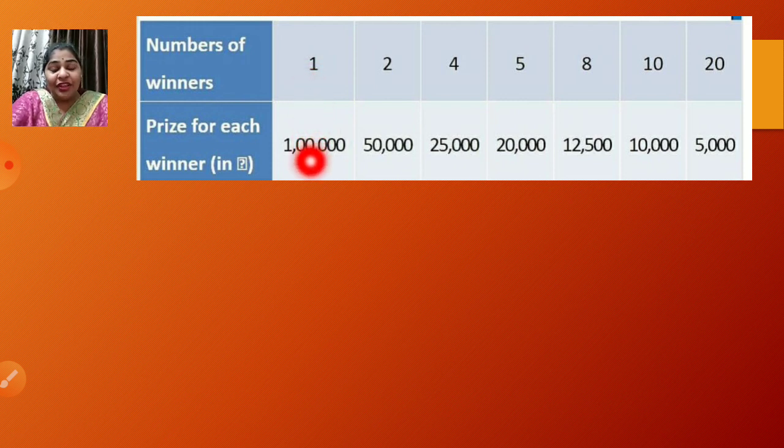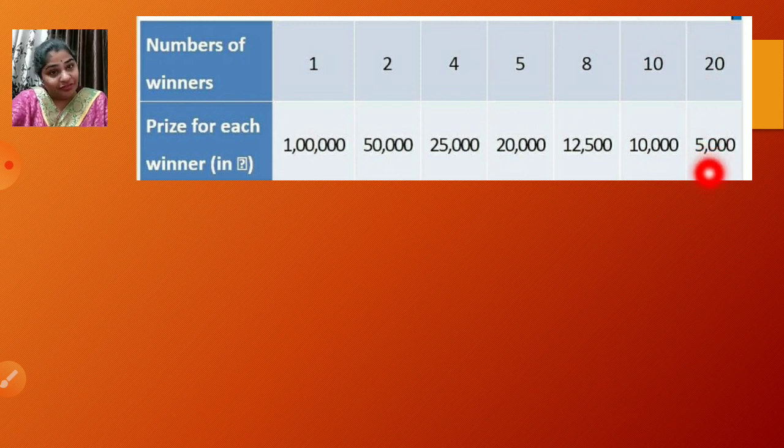As I said, 1 lakh divided by 2, I get 50,000. 1 lakh divided by 4, I get 25,000. 1 lakh divided by 5, I get 20,000. 1 lakh divided by 8, I get 12,500. 1 lakh divided by 10, I got 10,000. And 1 lakh divided by 20, I got 5,000.